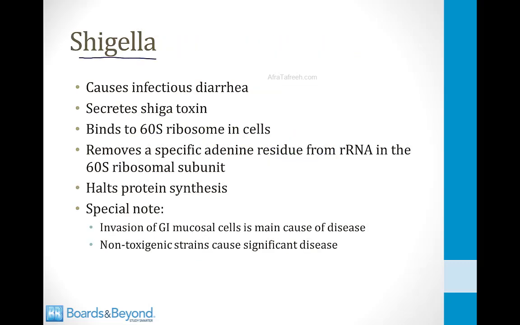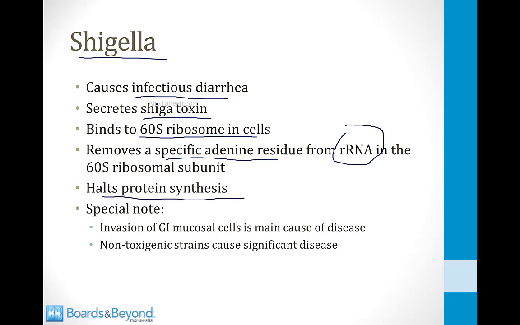Next, let's talk about Shigella. So Shigella secretes a toxin that interferes with protein synthesis, but it does so through a different mechanism than ADP ribosylation. So recall that Shigella causes infectious diarrhea, and it makes a toxin called shigatoxin. What shigatoxin does is it binds to the 60S ribosomal unit in cells to interfere with protein synthesis. When shigatoxin binds this unit, it removes a very specific adenine residue from the rRNA in the 60S subunit, and when it does this, it halts protein synthesis.